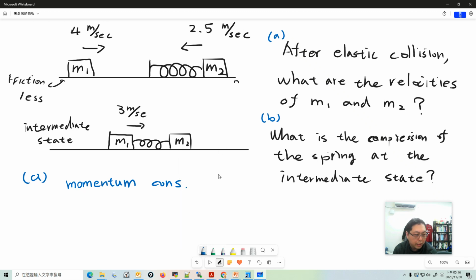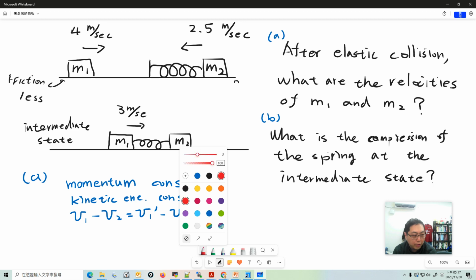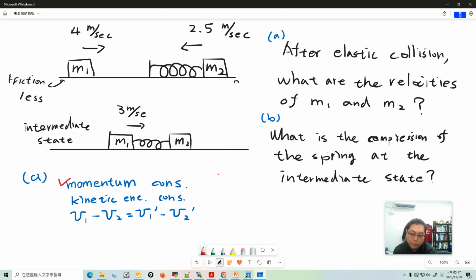And what about kinetic energy conservation? And the last one is V1 minus V2 is equal to V2 prime minus V1 prime. That's our analysis tool for elastic collision. I like these two: momentum conservation, which you must definitely use, and the other one, because, like I said before, it is a first-order equation, much easier to solve.